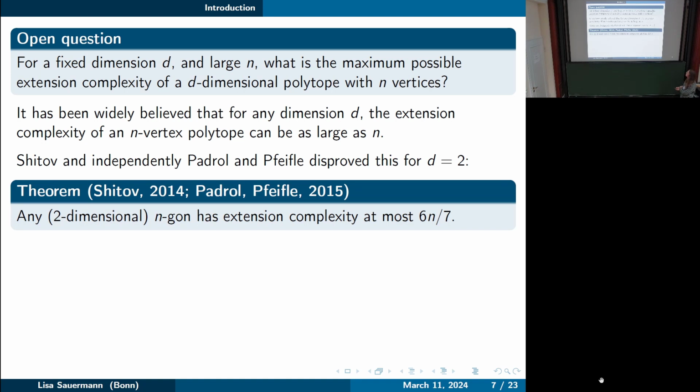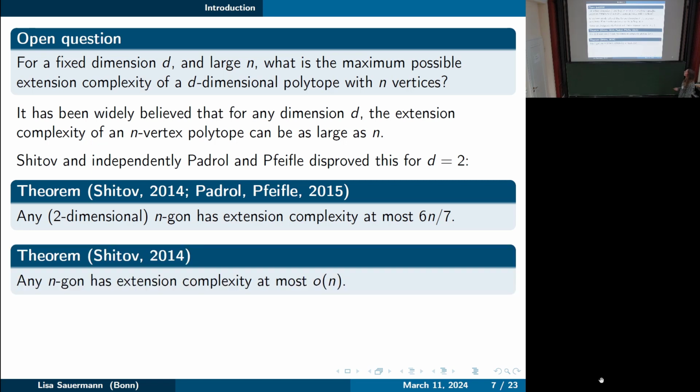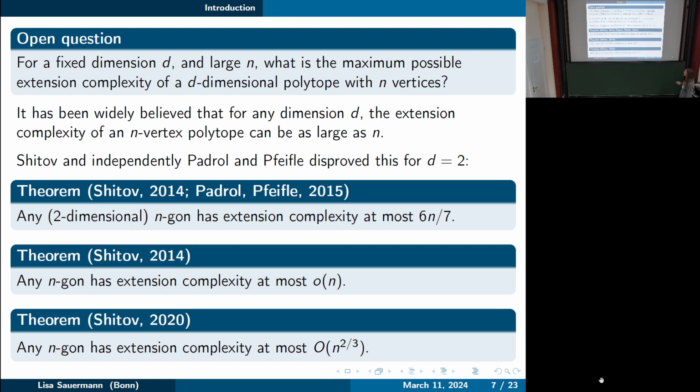But that was then, roughly, I guess now it's exactly 10 years ago, disproved. Shitov, and independently Padrol and Pfeiffer, disproved this for d equals 2. They proved that a two-dimensional n-gon always has extension complexity at most 6n/7, so it can't go all the way up to n. So restricting the dimension actually forces the extension complexity to be smaller. Then this bound was improved to little o of n shortly after, and a little bit later the bound was improved again by Shitov to a constant times n to the 2/3. So that means the extension complexity is actually quite a bit smaller than n.